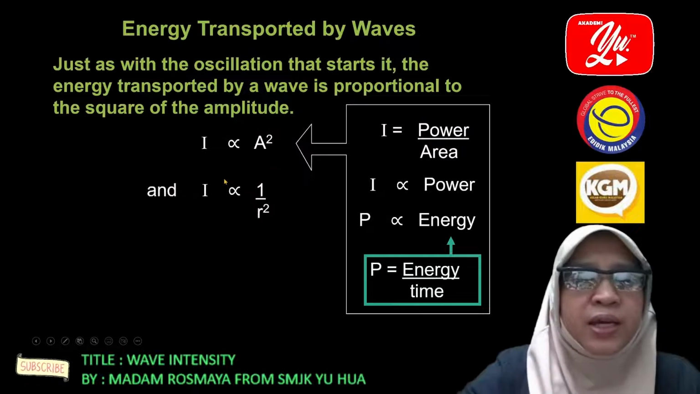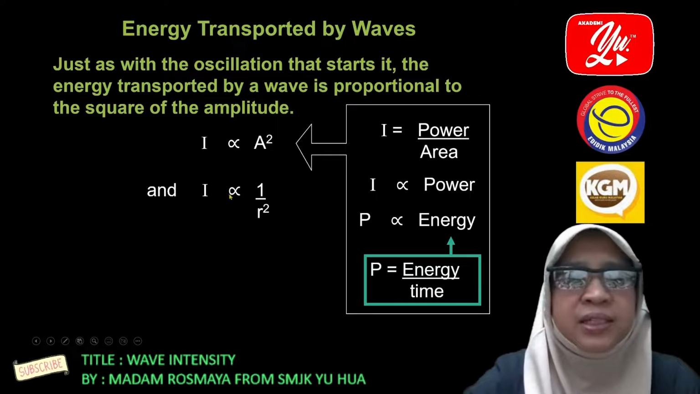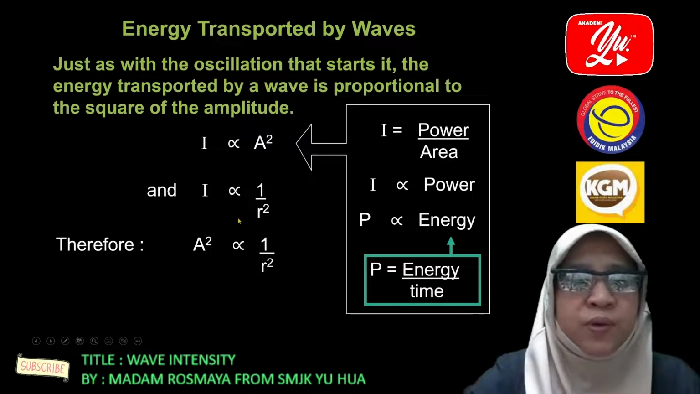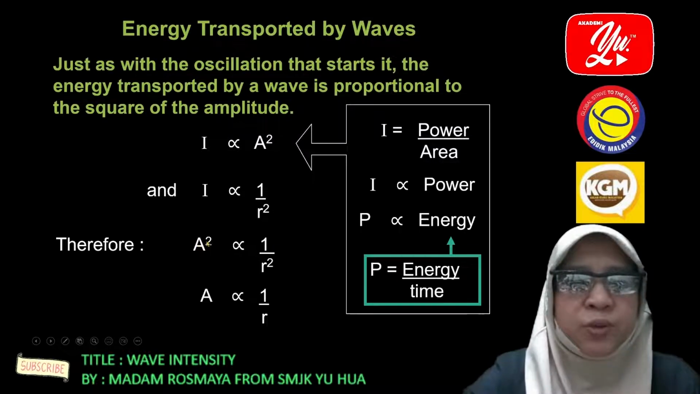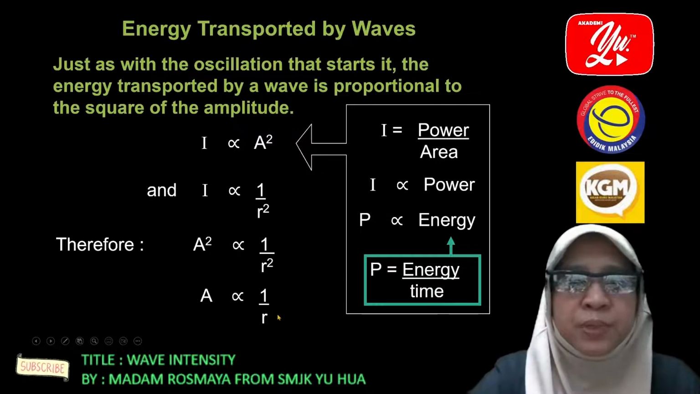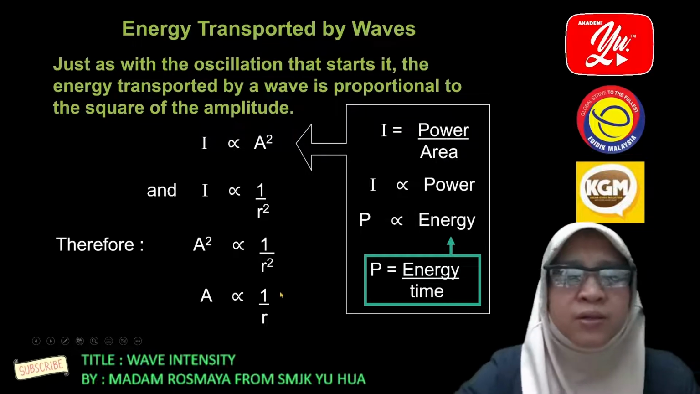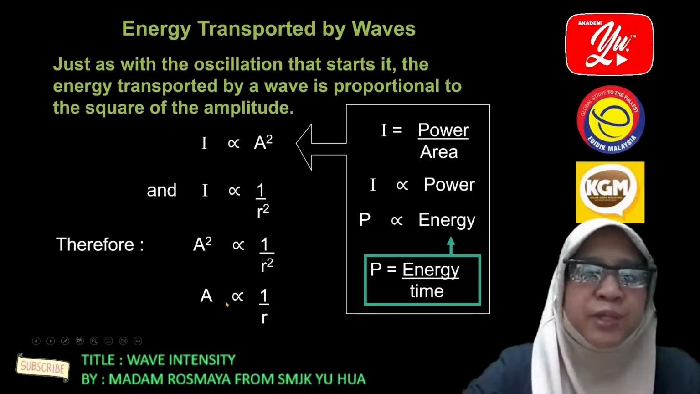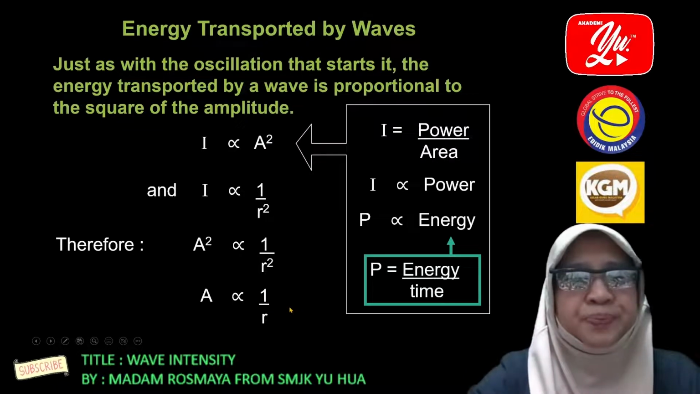We combine this with the previous slide, where we got intensity directly proportional to 1 per r squared. Combining both, we get amplitude squared directly proportional to 1 per r squared. Squaring both sides, we get amplitude directly proportional to 1 per r. This is the formula which relates amplitude and r, the distance from the point source.